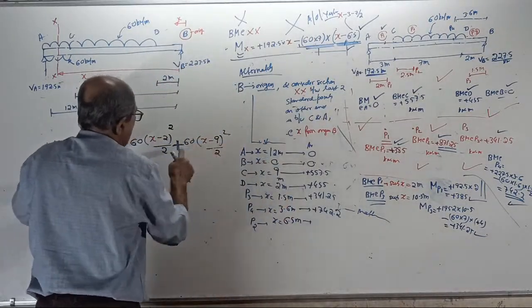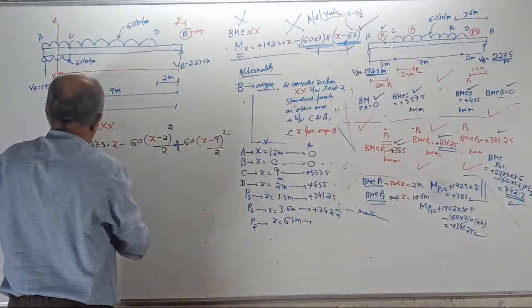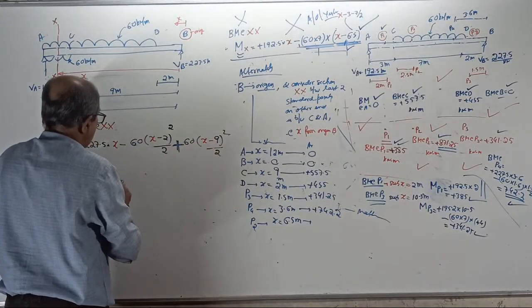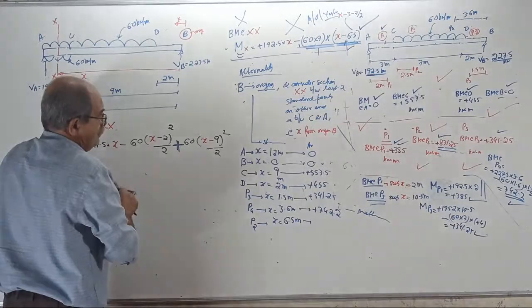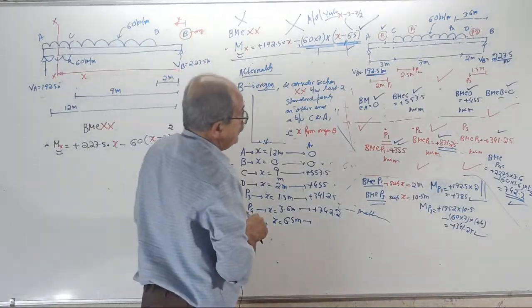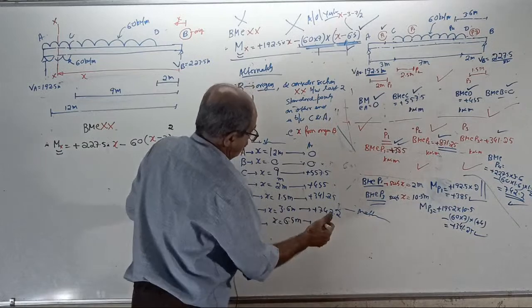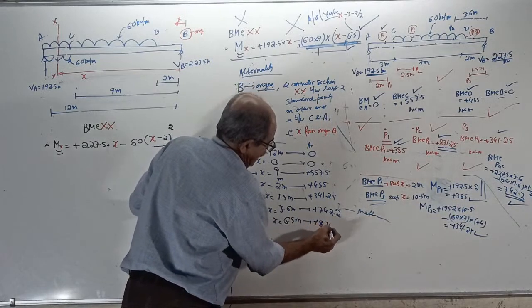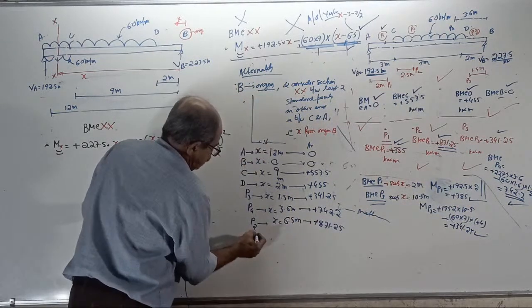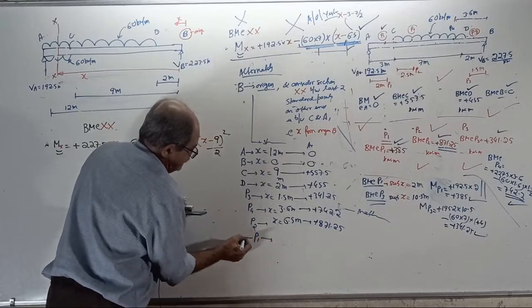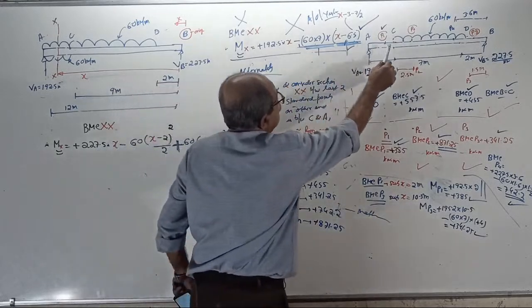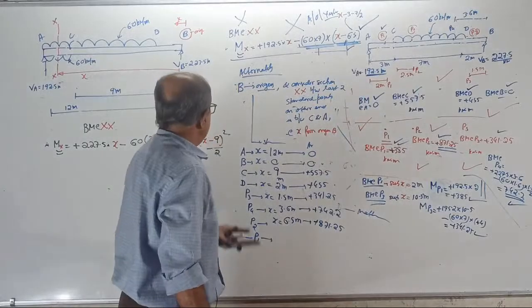See, when you put 6.5, this term is not there. 227.5 into 6.5 minus 60 into 6.5 minus 2 whole square by 2 equal to P2. Plus 871.25.